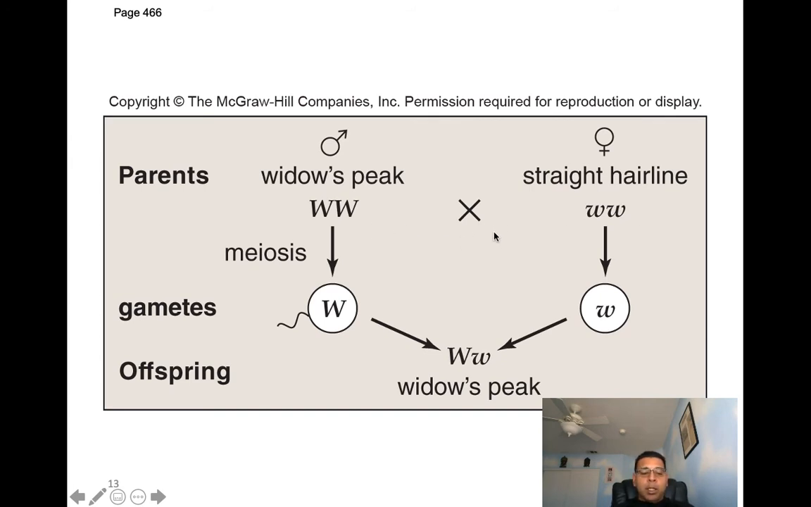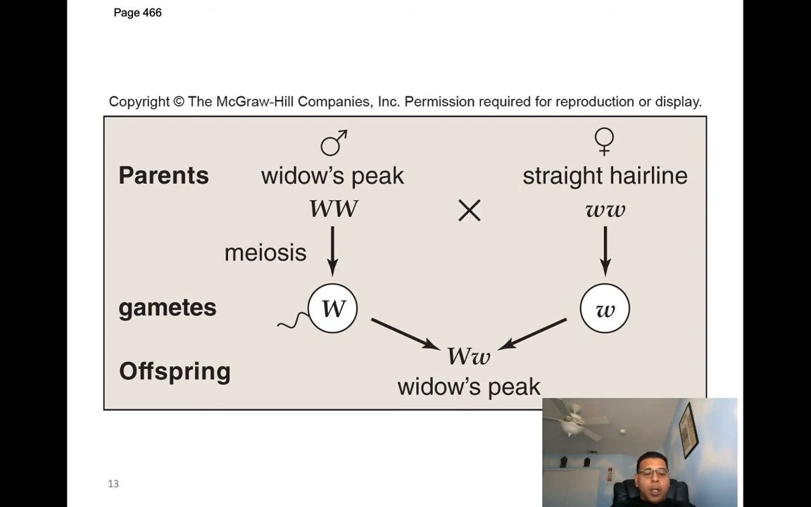Then step 3 is we combine all the different possible gametes. And then in step 4, we determine the genotypes and then the phenotypes of the offspring. So the offspring is going to have a capital W coming from dad and a lowercase w coming from mom. This is a heterozygous genotype, and it is going to give the child a widow's peak because this capital W is there, representing the dominant gene.